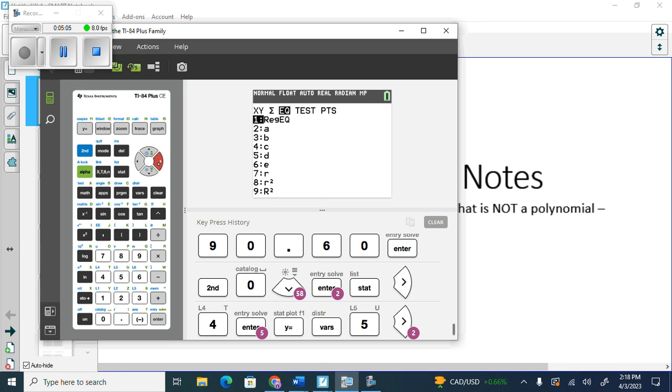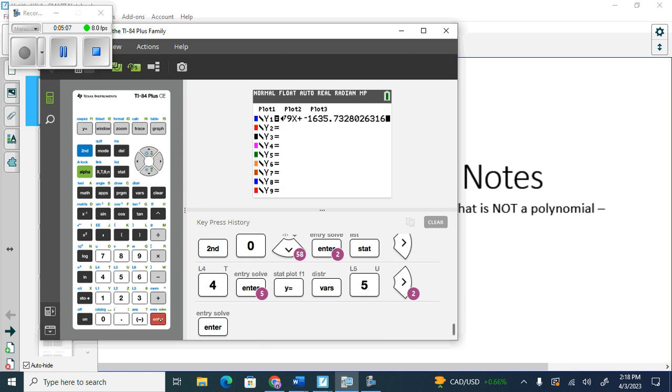Regression equation, right? So I'm getting the regression equation to go there without me having to write it. That's why you press vars, or statistics, over to equation, and then enter, because you're putting that regression equation into y equals, right?